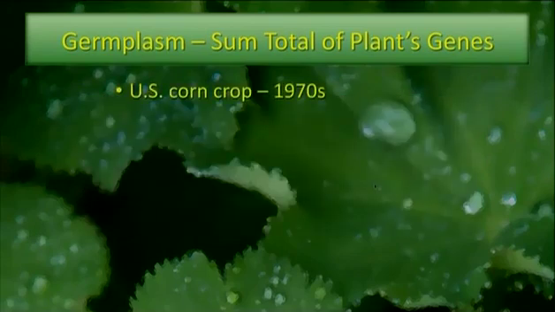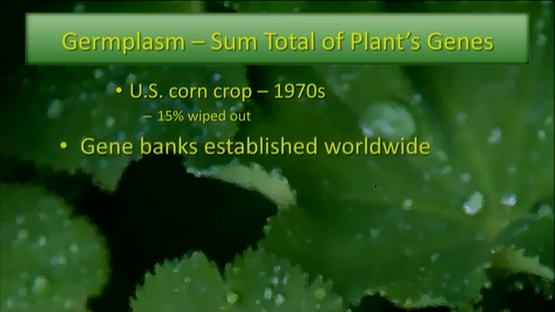Now the thing too is that in the 1970s, the U.S. corn crop had a problem. About 15% of the U.S. corn crop was wiped out by a fungus due to the genetic uniformity of corn. So what they do is they establish gene banks worldwide to meet the needs for genetic diversity in plants. So scientists regularly go on collecting trips in areas where wild relatives of crop plants live to get new blood, so to speak.